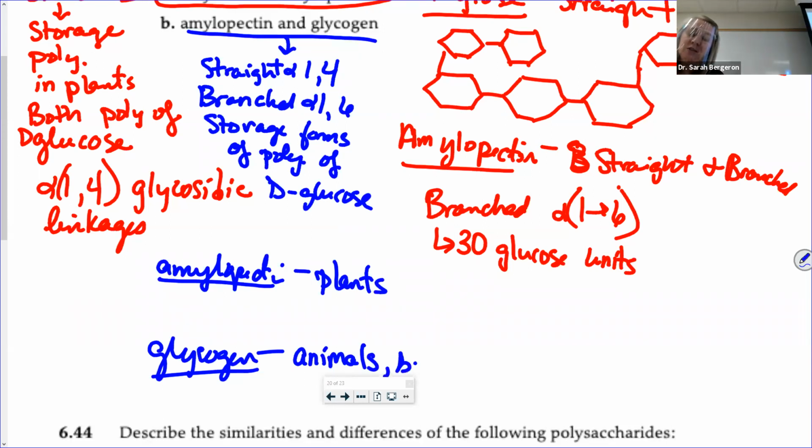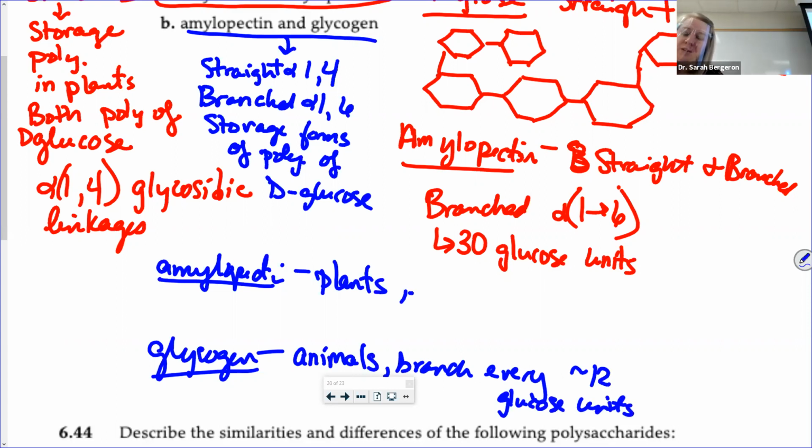So we branch every about 12 glucose units. How many did we say plants do? Every about 30. So who has more branches, us or them? So we can move sugar into and out of storage more quickly than plants can. But they don't have to go anywhere, right? We kind of have to be able to get around.